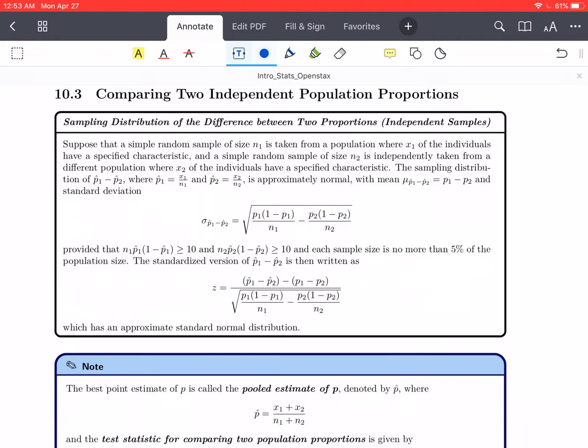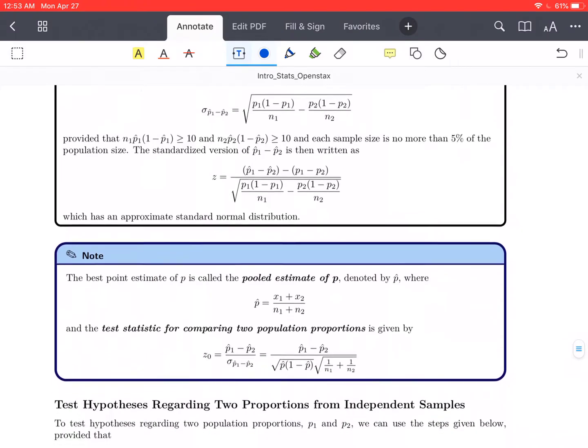And then similarly for the second sample, we have p2 hat, which is x2 over n2. These are approximately normal, with a mean value of p1 minus p2, and standard deviation given right there. Okay. And then provided that we have sufficiently large sample sizes, we can write the standard version of our z-score, or our test statistic. So let's look down in the note here.